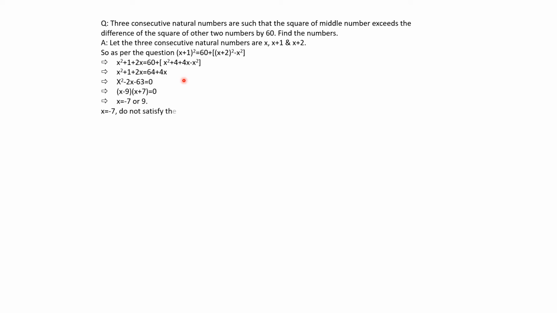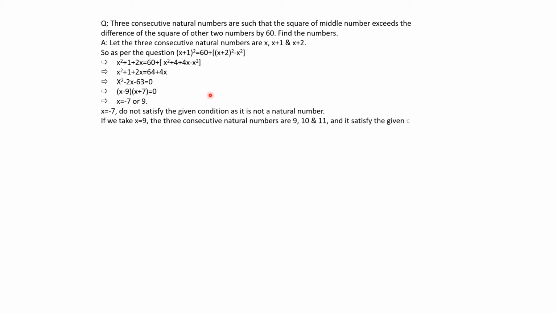But x equals minus 7 does not satisfy the given condition, as it is not a natural number. Minus 7 is an integer. It is already given three consecutive natural numbers. That means the actual value of x is 9. So if we take x equals 9, three consecutive natural numbers are 9, 10 and 11, and it satisfies the given condition. Hence, the required numbers 9, 10 and 11 are the answer.